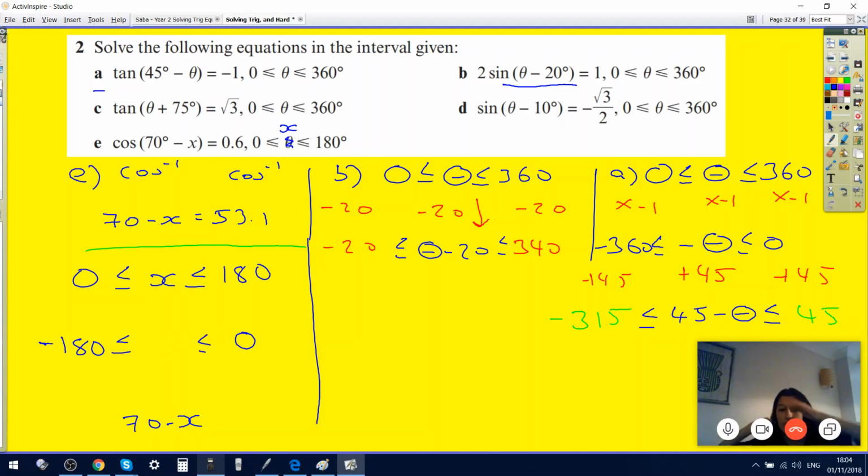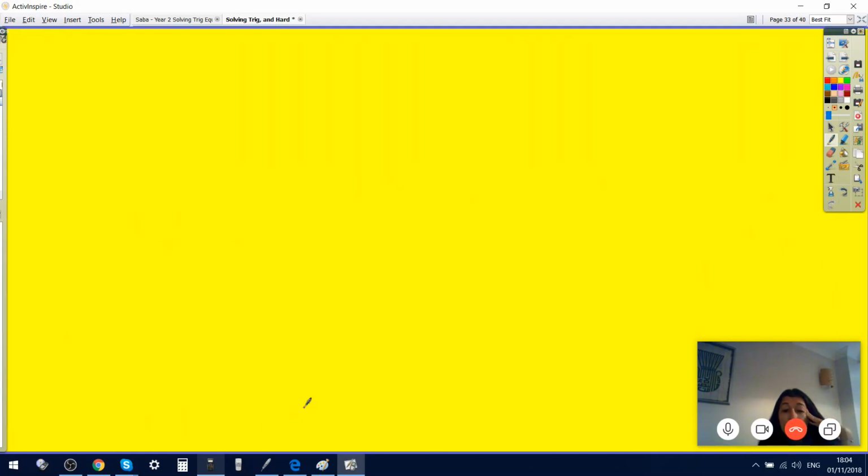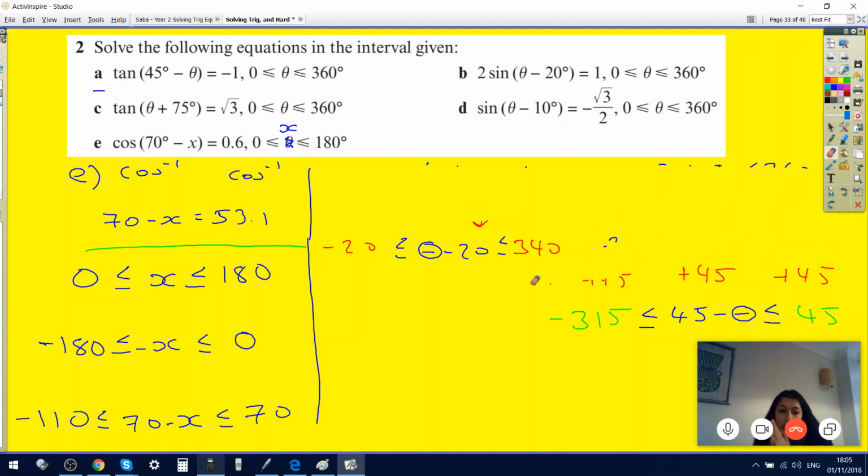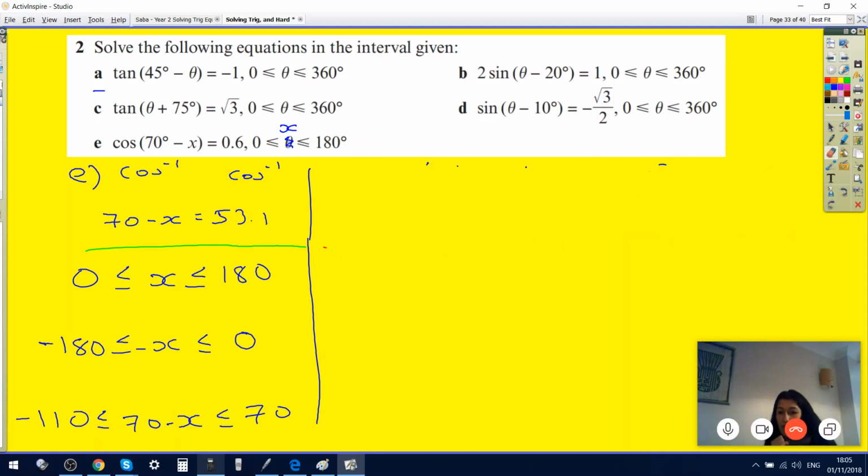And in the middle? Minus x. And then you add 70. That's it. What do you get? So you get minus 110. Let me now make some room. Okay, what is next? And then you do the normal thing where you cos minus. Oh, we did that. So 70 minus x equals 53.1. Then 360 minus 53.1 is out of range.